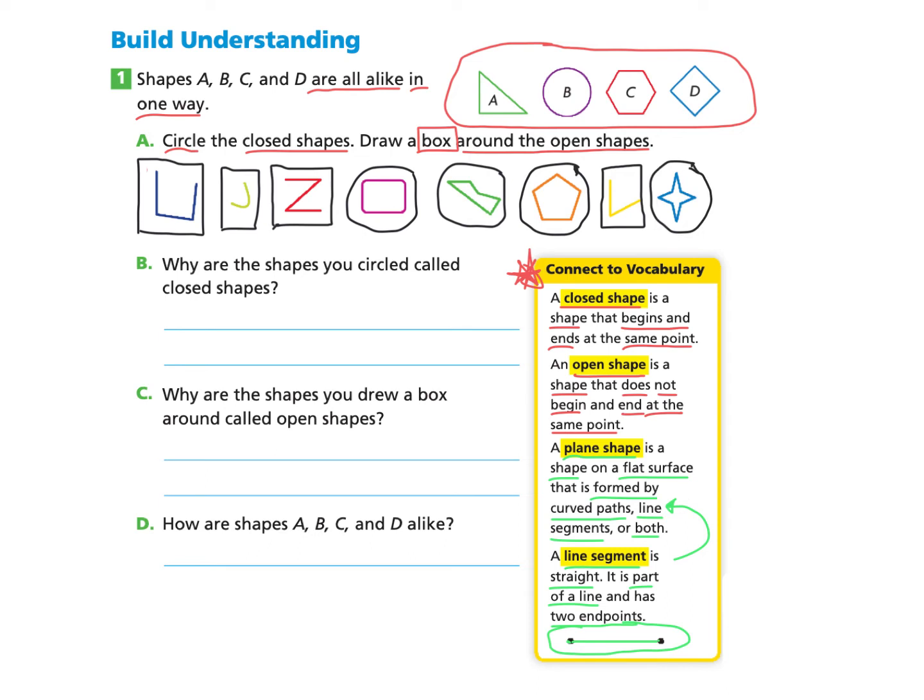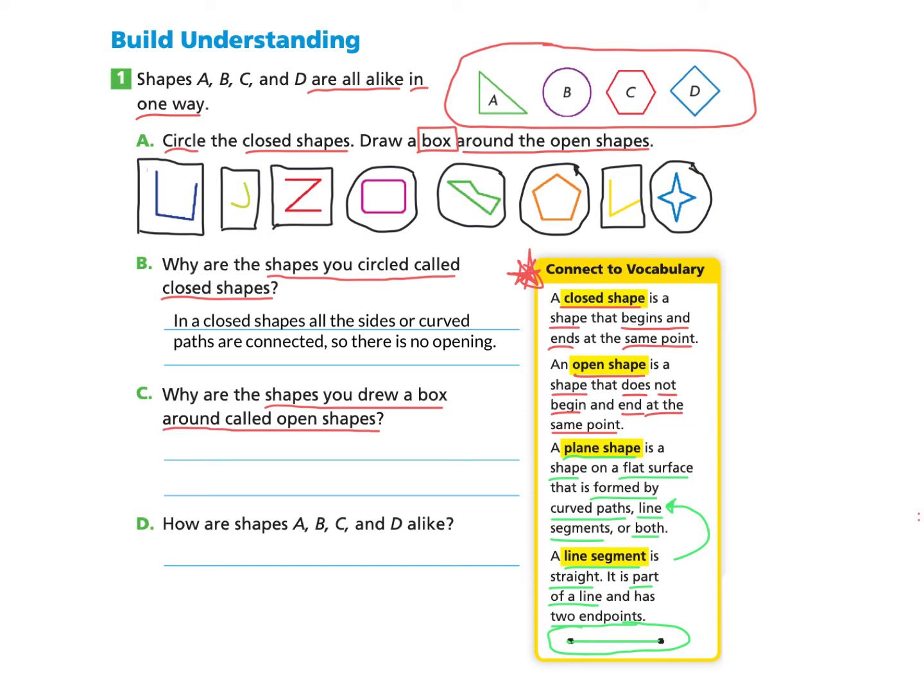Let's take a look at part B. Why are the shapes you circled called closed shapes? We can answer, in closed shapes, all the sides or curved paths are connected, so there is no opening. Now let's take a look at part C. Why are the shapes that you drew a box around called open shapes? And we can answer, the line segments or curved paths have an opening.